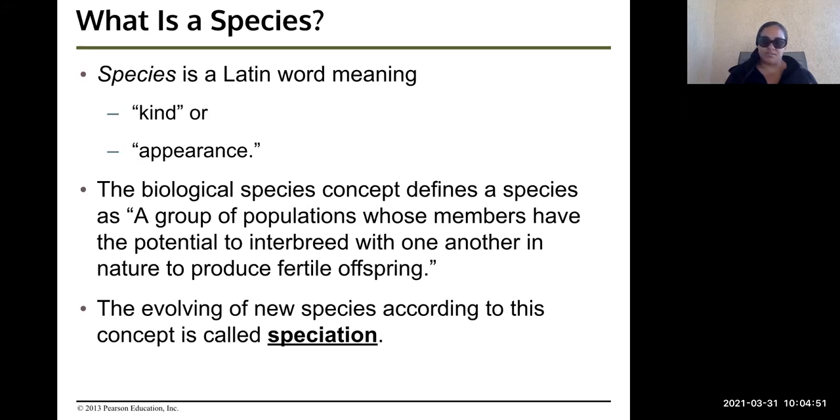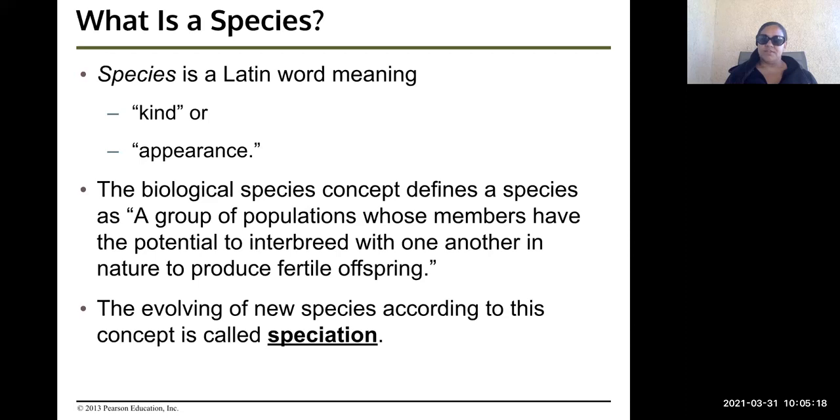One of the important parts is to interbreed, meaning they can have babies together in nature, so not guided by human hands or artificially inseminated like we like to play with animals and make hybrids. So this has to happen in nature, and they have to produce fertile offspring. So the offspring have to be able to have their own offspring.